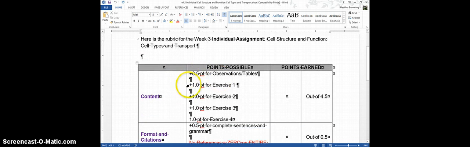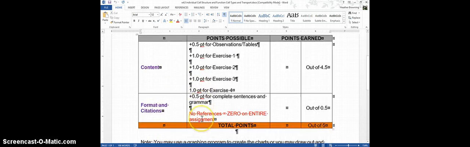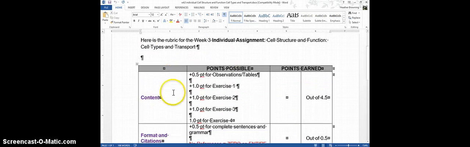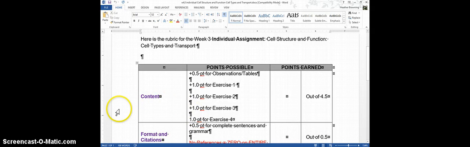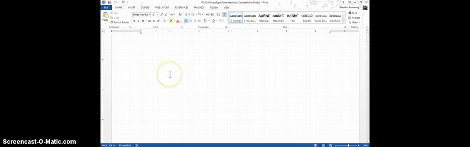So here's the rubric. You see we've got observation tables again, a point for each exercise, half a point for grammar, and then as always put it all into there. Let's go look at that lab report. Okay, so as always, title page first: your title, name, course number, date, and my name is optional.